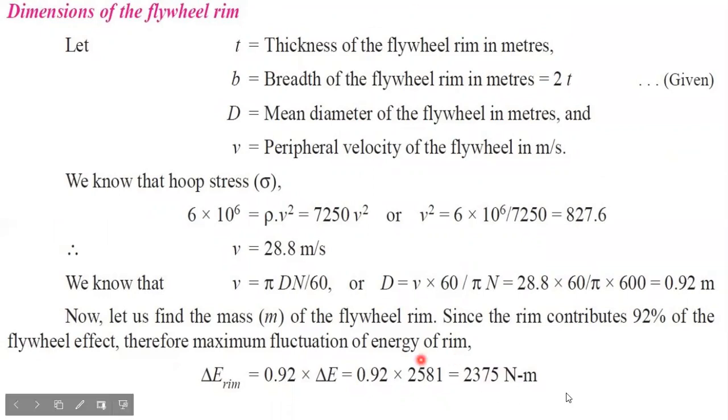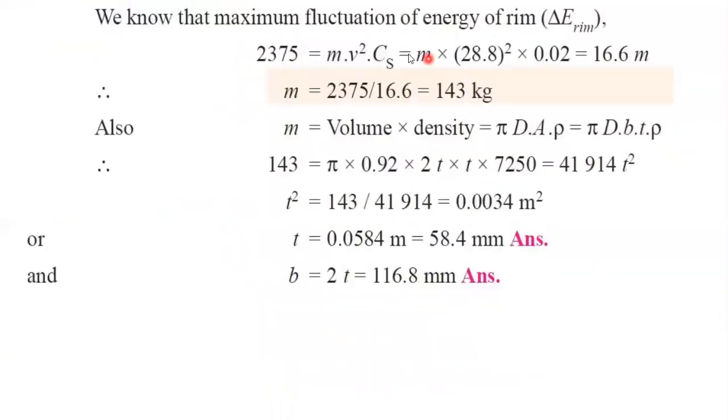We will be using this value in upcoming steps. So we know the maximum fluctuation of energy of the rim. Del E rim is m v square cs. This is the formula for maximum fluctuation of energy. The peripheral velocity we know and the cs value we know, so we can easily determine the mass. The mass value we got is 143 kg.